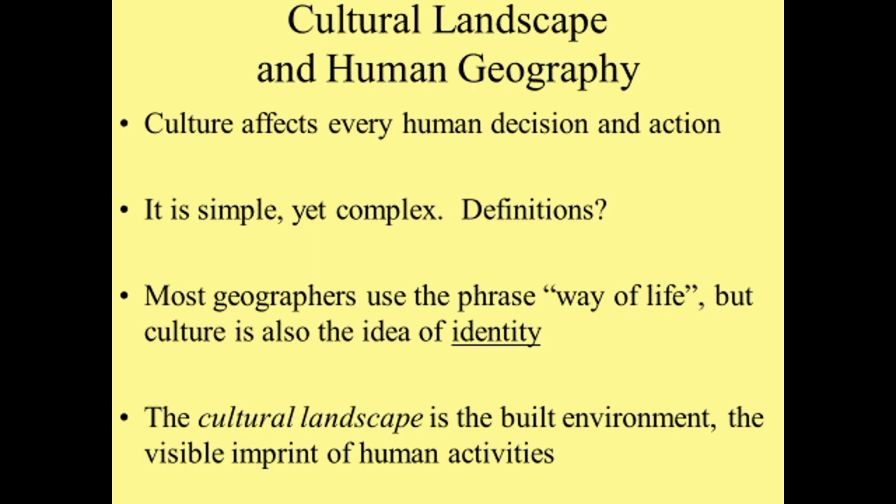Cultural landscape. This is another example of place characteristics. How have humans changed the landscape? What's the built environment like? Not the physical, not the natural, but what people have done to change that environment. Part of this, of course, is through your culture, your way of life.